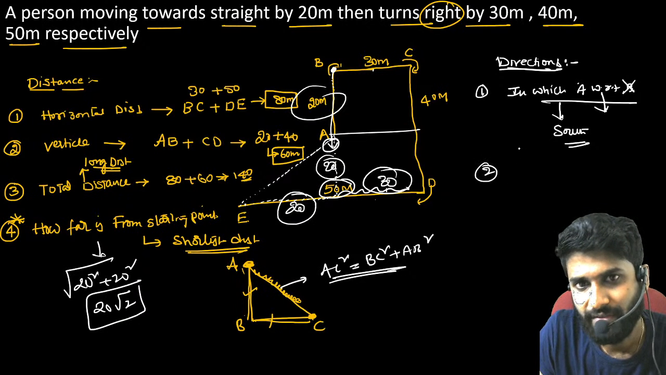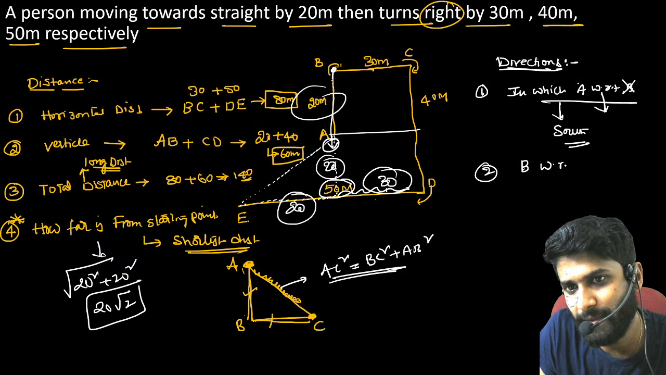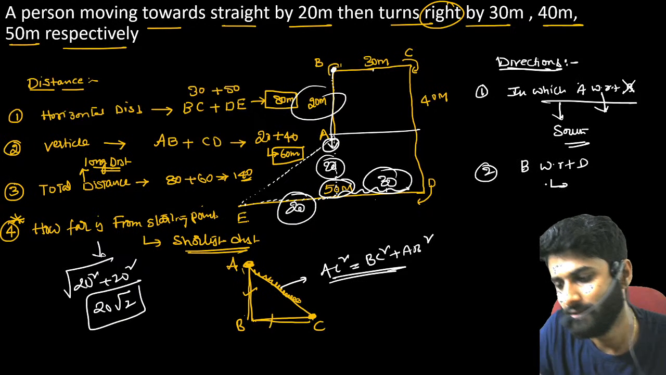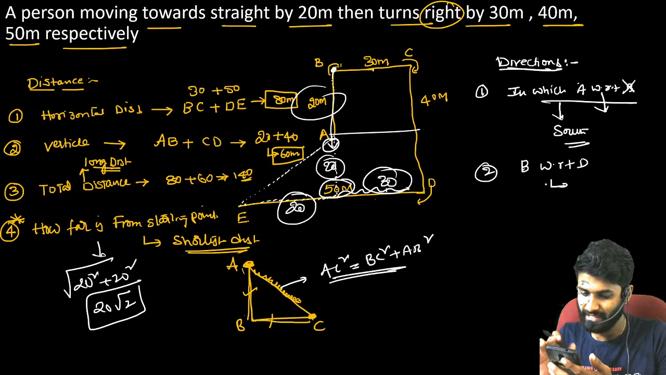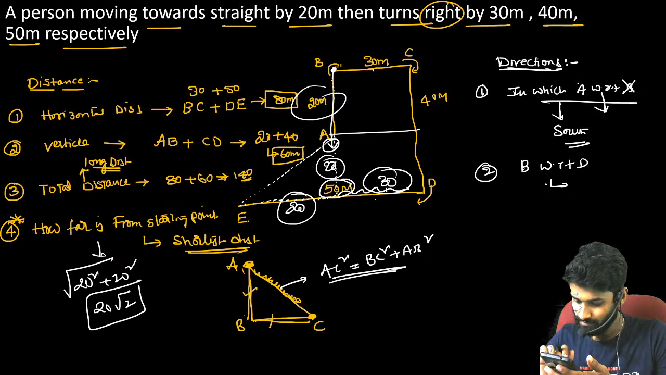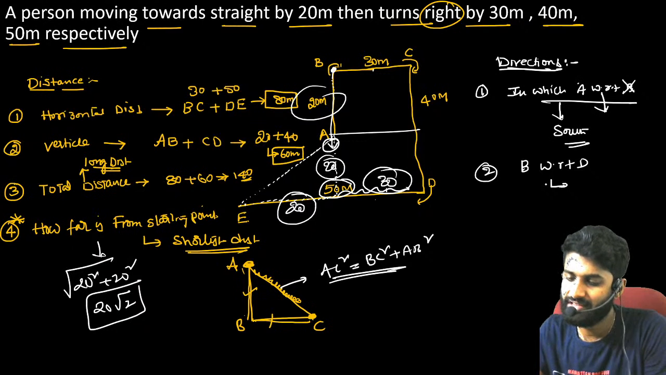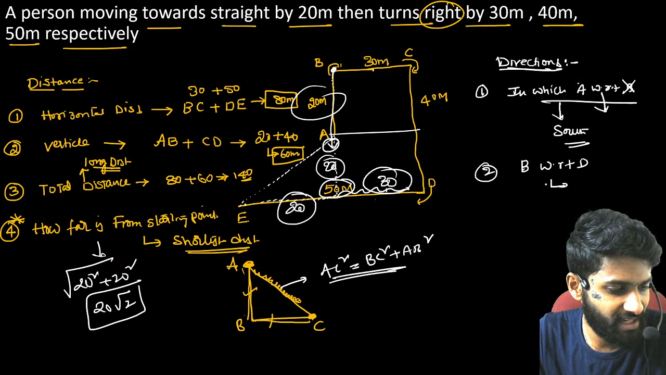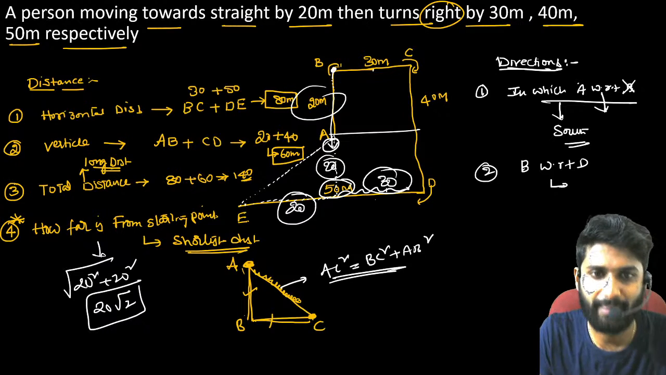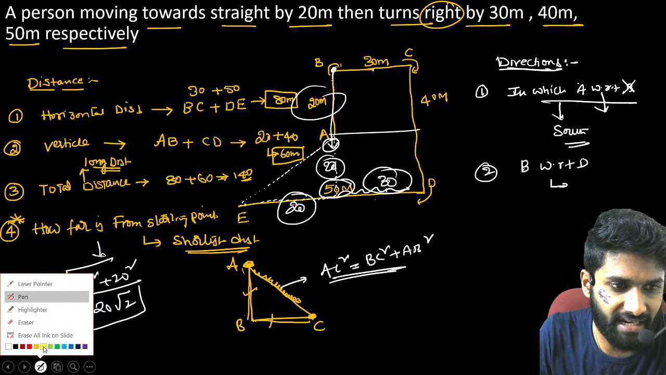Now question number two. In which direction is B with respect to D? Now see, we want B's direction with respect to D.